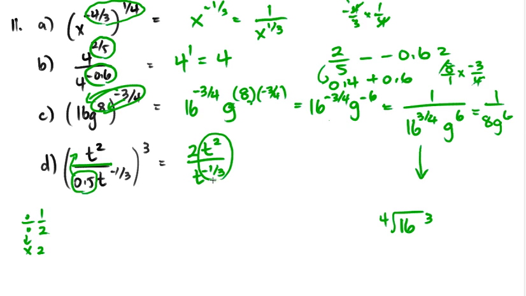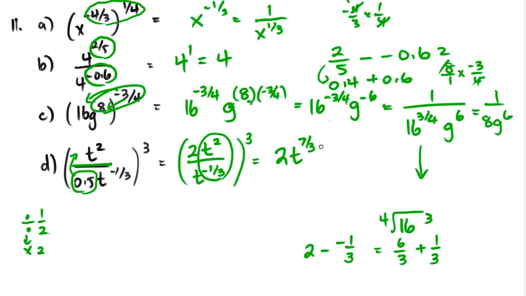I would deal with both of these together before you apply the cube. The subtraction of 2 minus negative 1/3 requires common denominators. 6/3 plus 1/3 is 7/3, so I get 2t to the 7/3, all raised to the power of 3. The 3 applies to the 2, 2 cubed is 8, and the 3 applies to the 7/3, and 7/3 times 3 over 1, the 3's cancel, and give you t to the 7. Definitely some tricky questions in here.